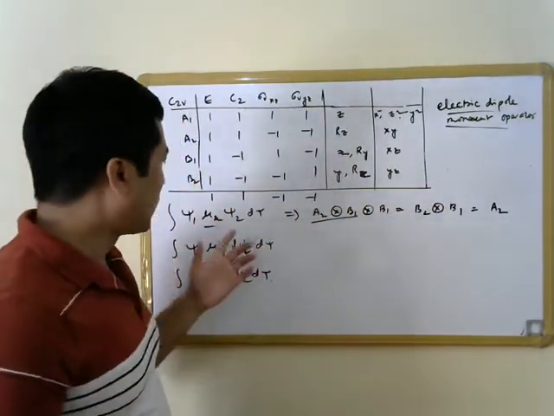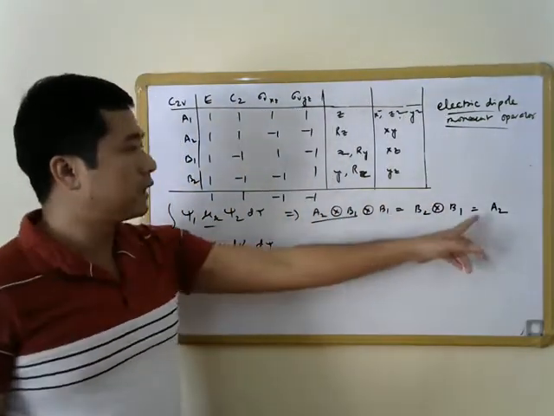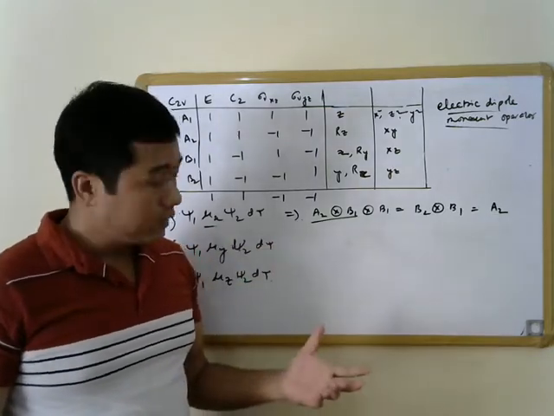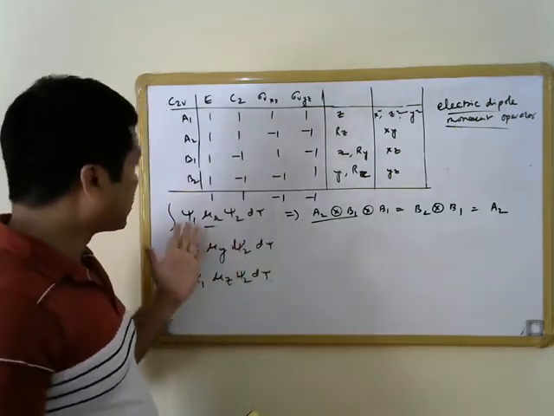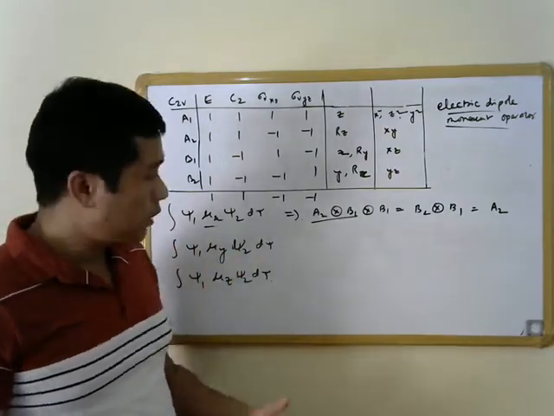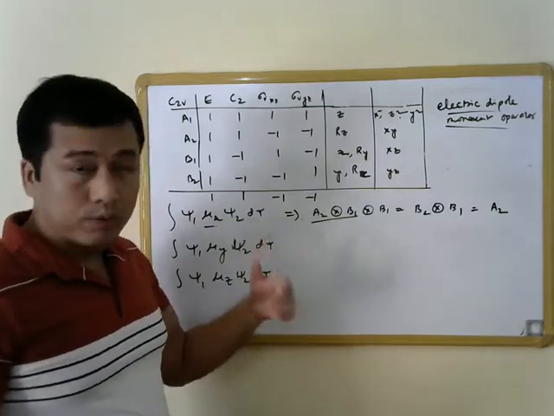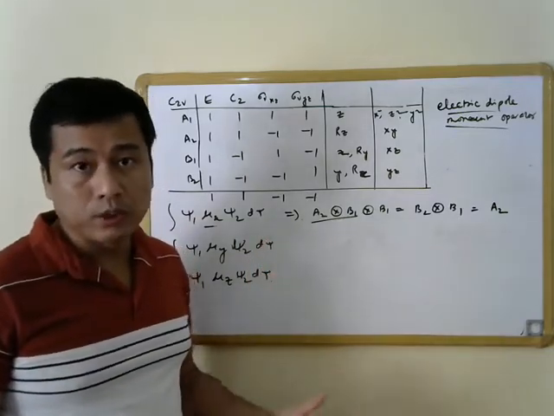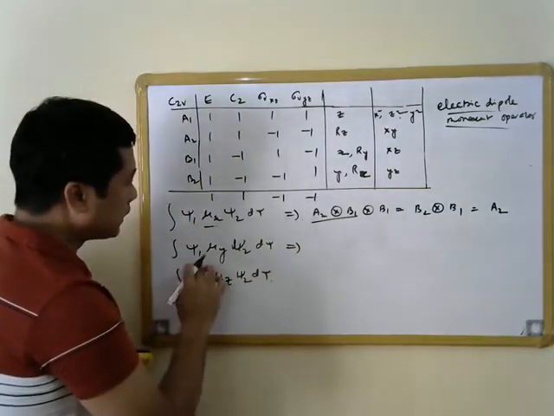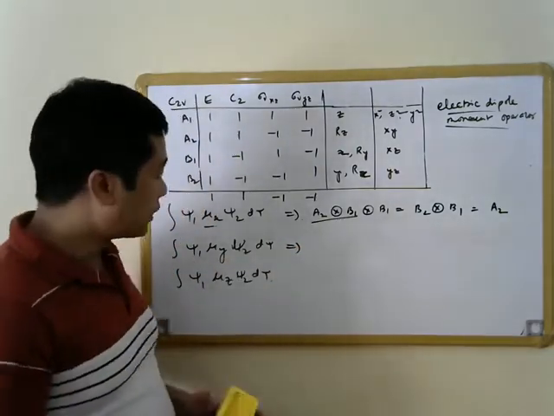So the answer that we get here is equal to A2, which is not A1. That is why we can say this transition from psi 1 to psi 2 is not x polarized, or the transition probability along the x direction is equal to 0. So now let us find out whether the second integral is non-zero or not.